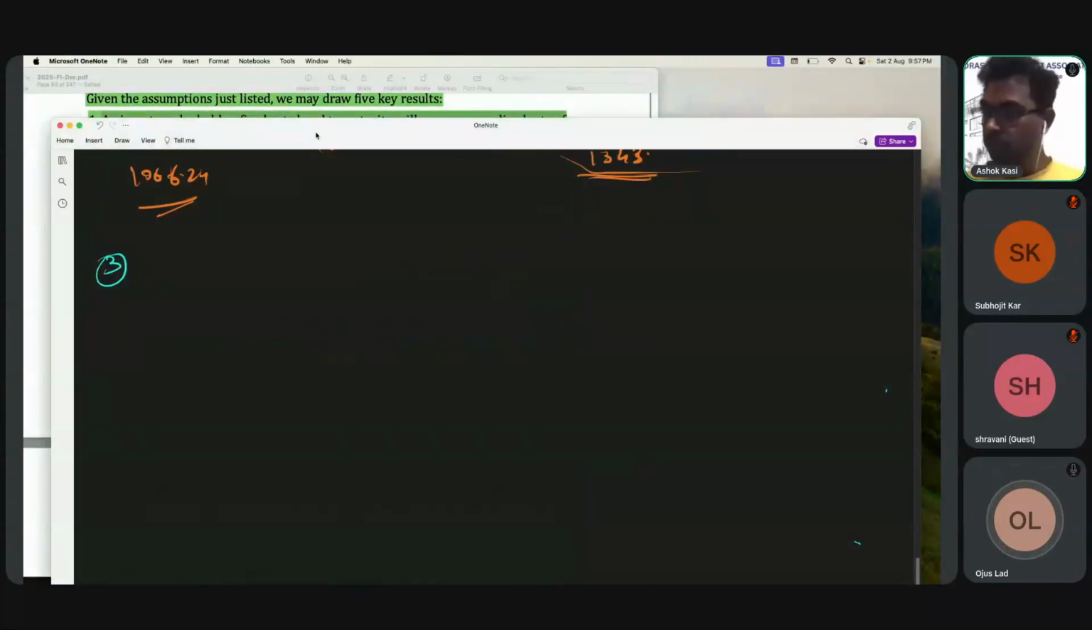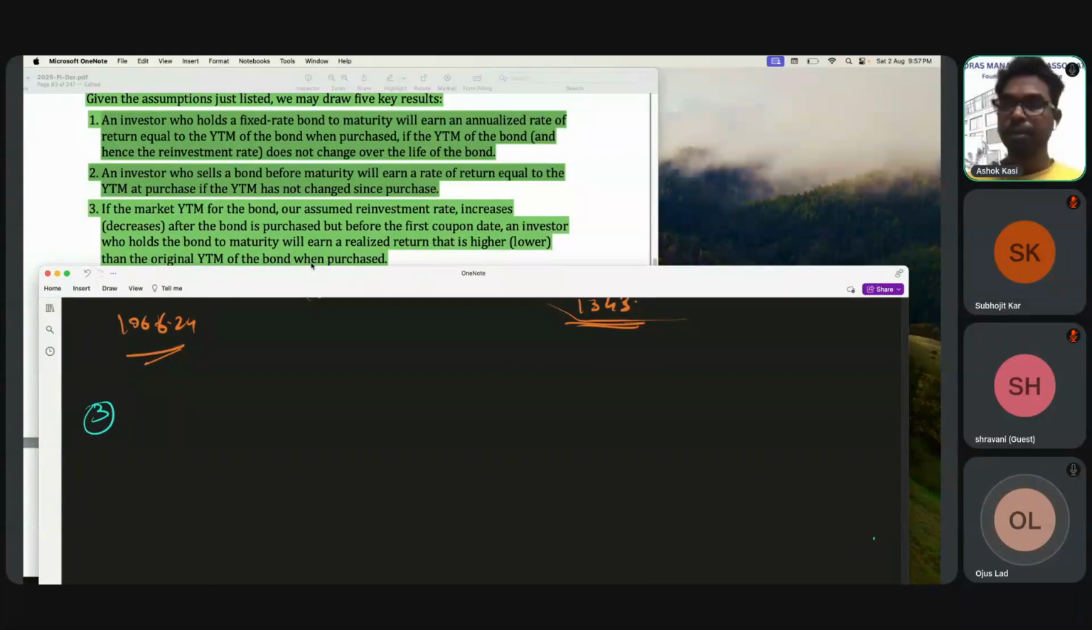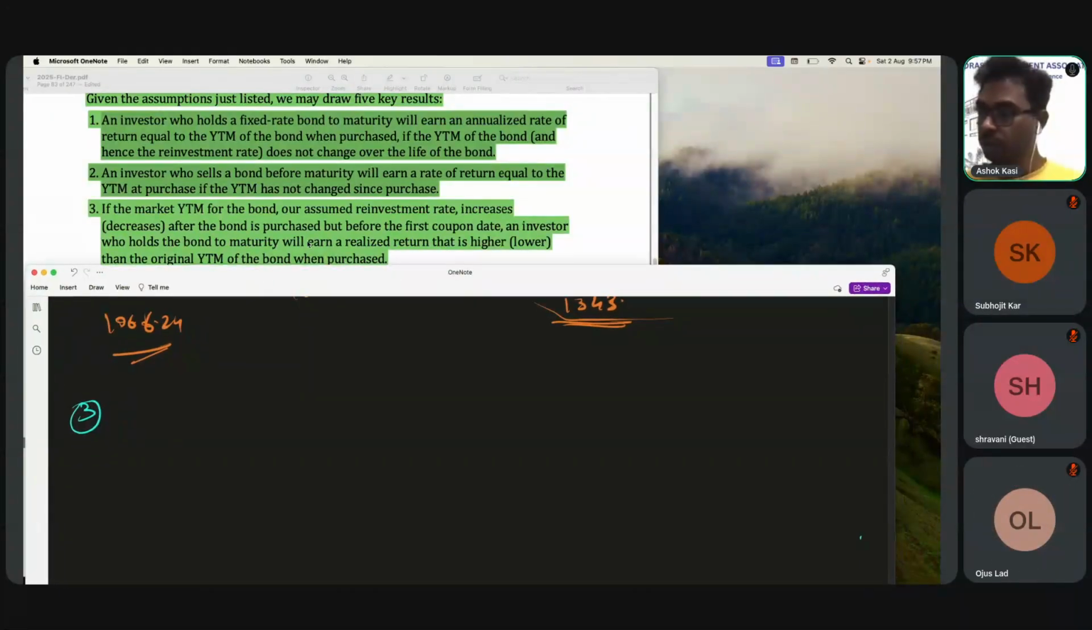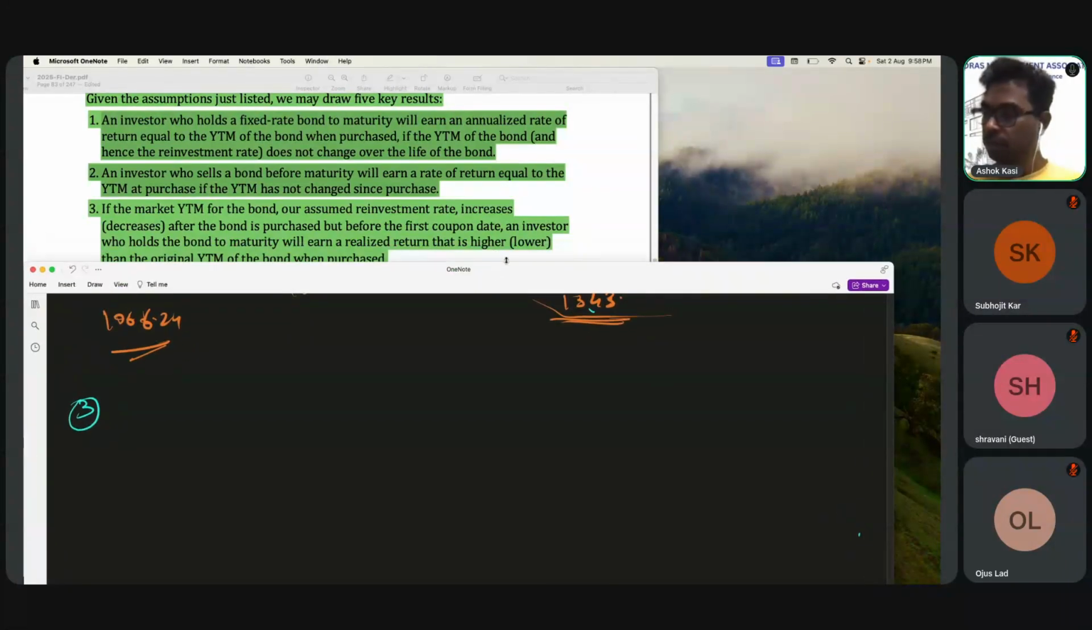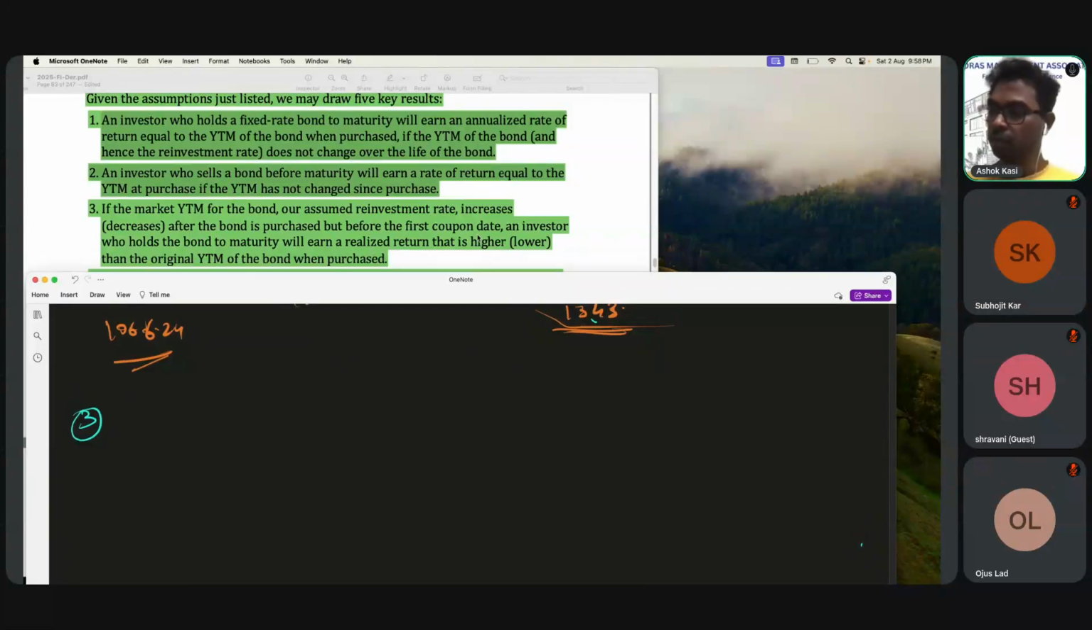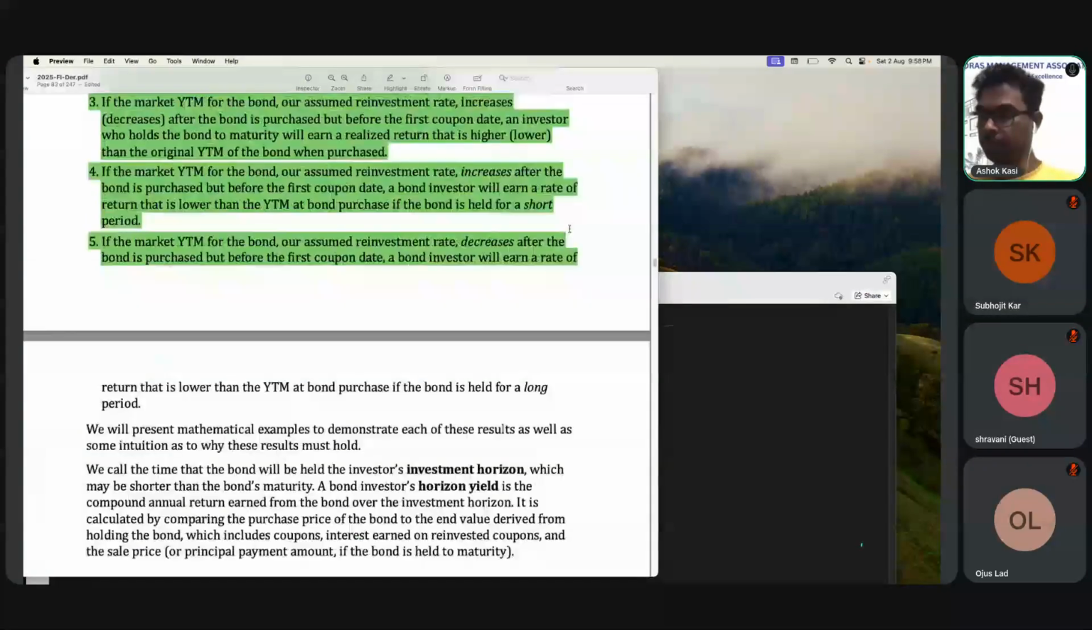I'll go with the third one now. See, if the market YTM for the bond, our assumed reinvestment rate, which means the 8% at which you are reinvesting, increases after the bond is purchased but before the first coupon date, an investor who holds the bond to maturity will earn a realized return that is higher than the original YTM. So what does that mean?